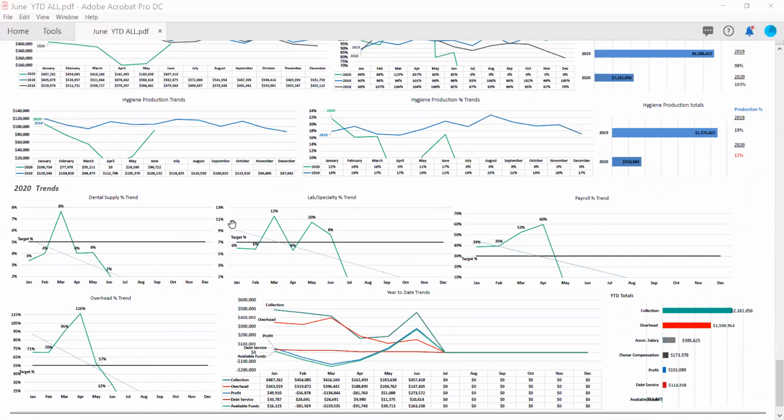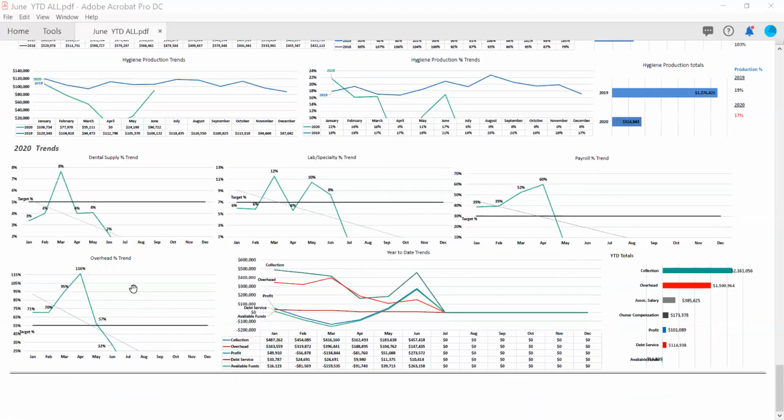Based on what phase you're in, these expense percentages versus the target, you can see the trends here with all these. And then the overhead target as well. As you can see, it's based on phase 2. It's 55% overhead here. That's the target. That's the trends you can look at. And then the year-to-date trends here as far as collection, overhead, profitability, available funds. I wanted to show you guys that just because you can see the ebbs and flows of the business.